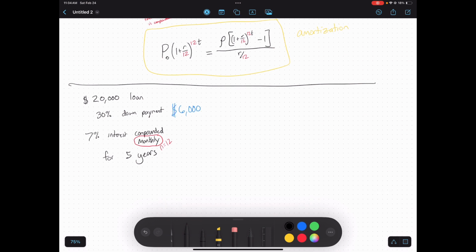Well, if I wanted to start writing this, what's my P naught? What's my loan amount? It might be very tempting to say, oh, $20,000, that's what my loan's for. But remember, we put $6,000 down. That means I don't have to worry about borrowing the full $20,000. I'm only borrowing, right?